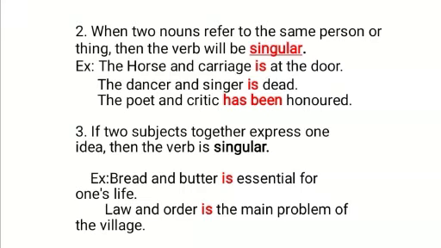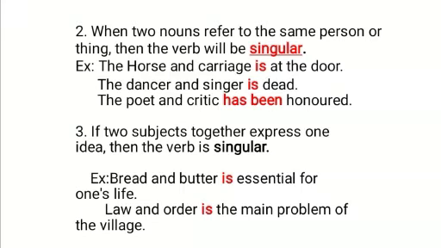Let me give you examples to explain this. The horse and carriage is at the door. The dancer and singer is dead. The poet and critic has been honored. Here you should be very careful to know whether it is referring to one person or two persons.